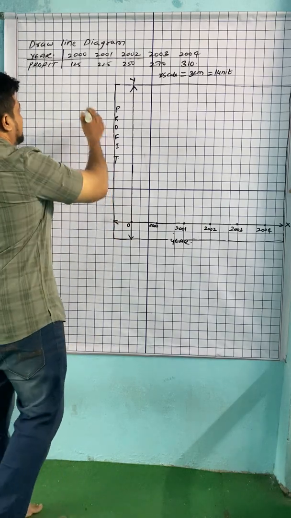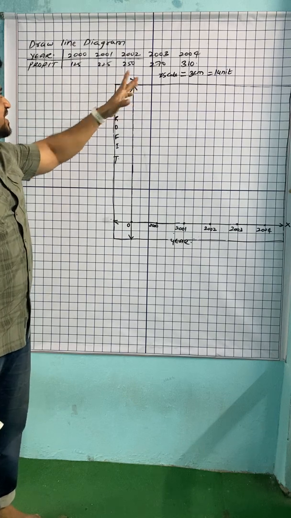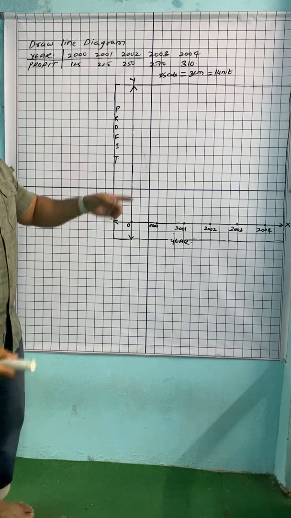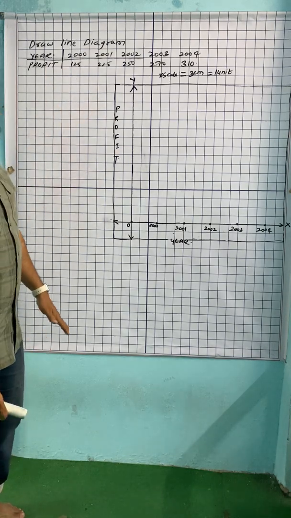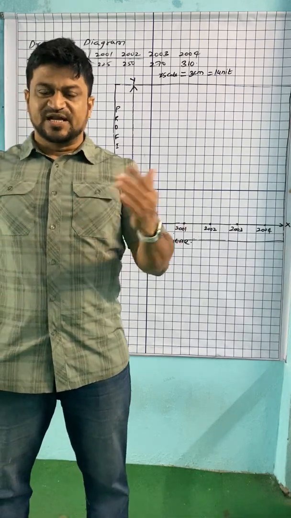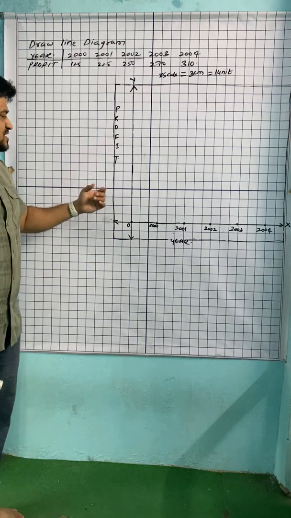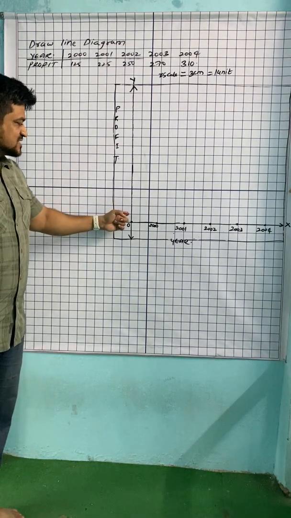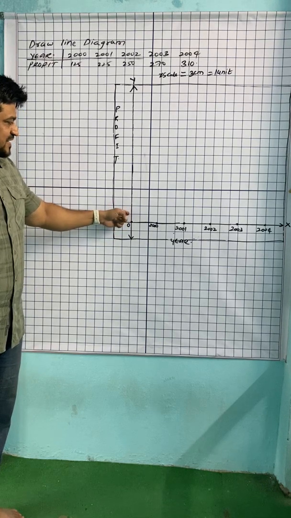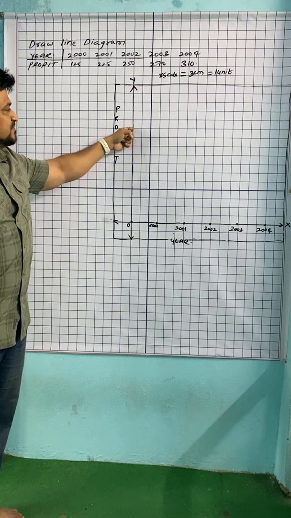Now Y scale. Now check the highest value in Y. In profit we find the highest is 310, and the least value is 125. If we find the difference between them, it is a little more than 200. So what we can do is start from 100. Then we can take a difference of 50: 100, 150, 200, 250, 300, 350.